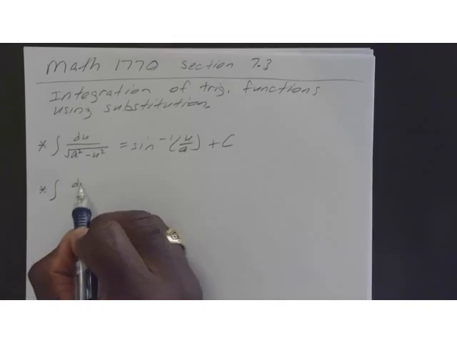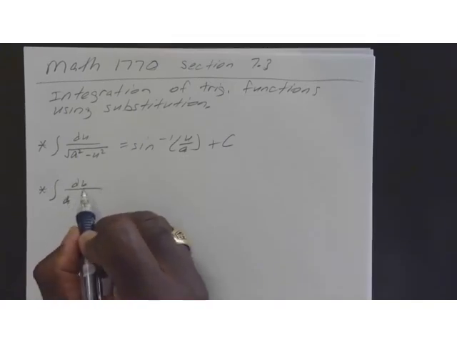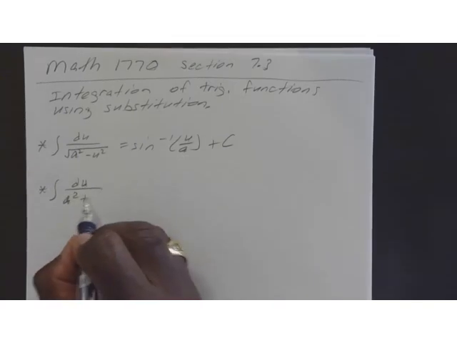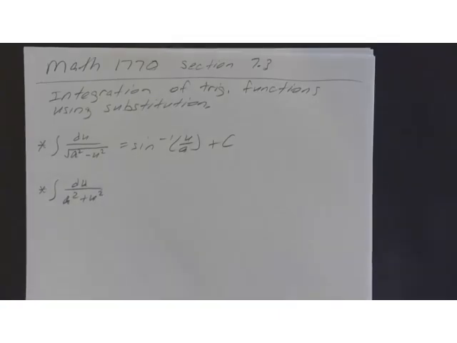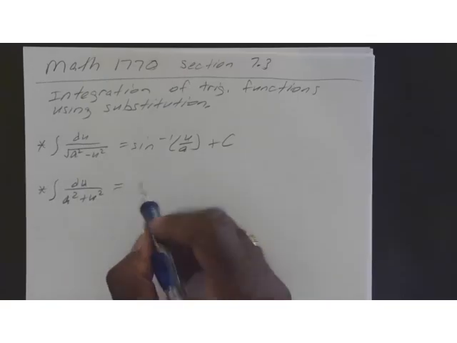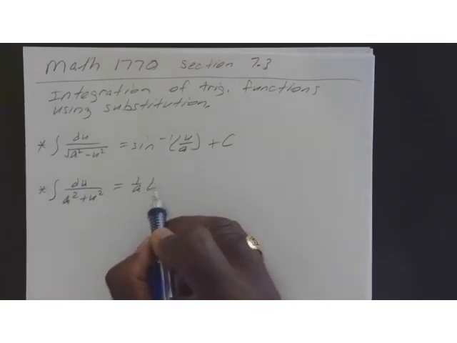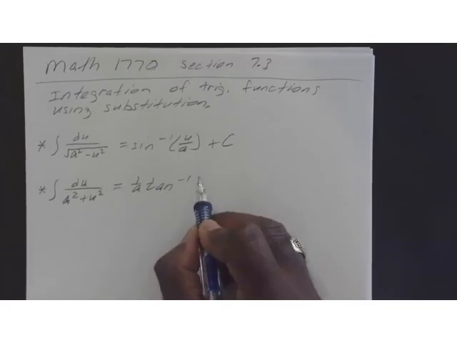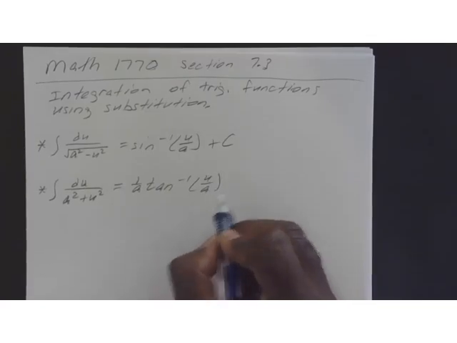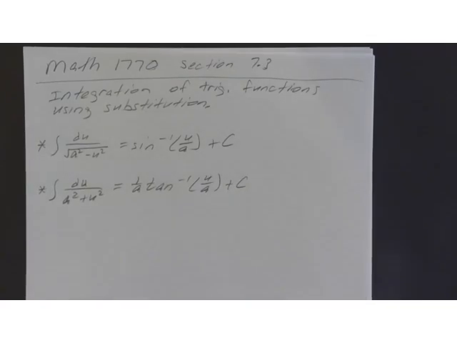And the integral of du divided by a squared plus u squared. That's equal to 1 over a times tangent inverse of u divided by a plus c.